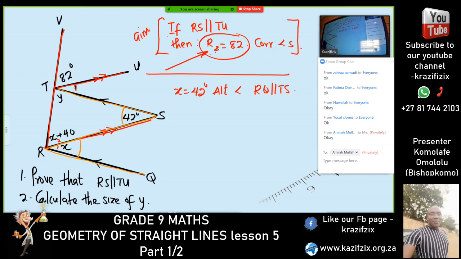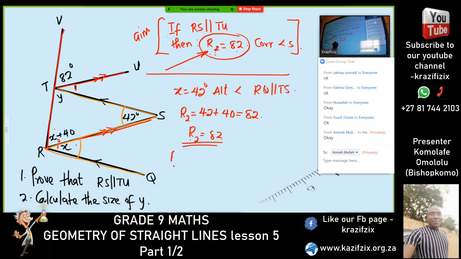All right. Now, can we get R2? What is R2? Remember, I now know my X. My X is 42. So 42 plus 40 is what? 82. Do you see we have actually proven our aim? R2 is 82. That's what we wanted to prove. And now we have it.